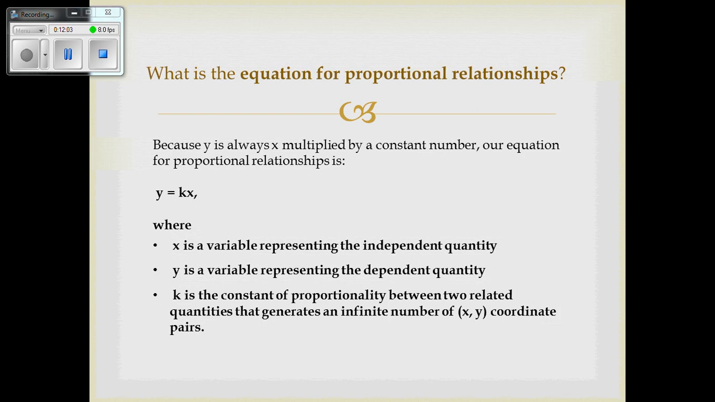k is a constant. And the reason that we use a letter to represent it is because it follows this sort of parallel construction. So k is not a variable. k is the constant, and we find it by dividing each y value by the x value in a certain situation.